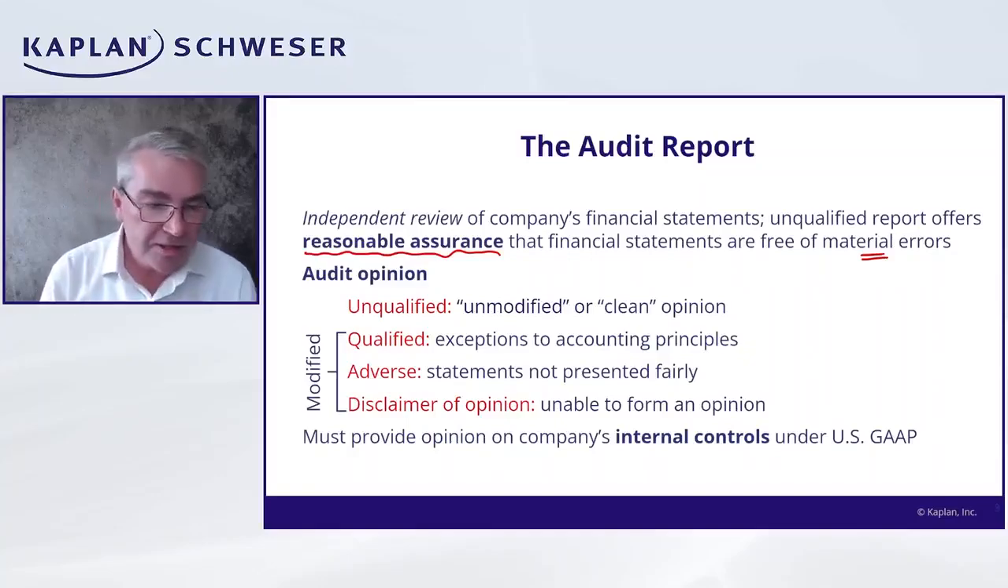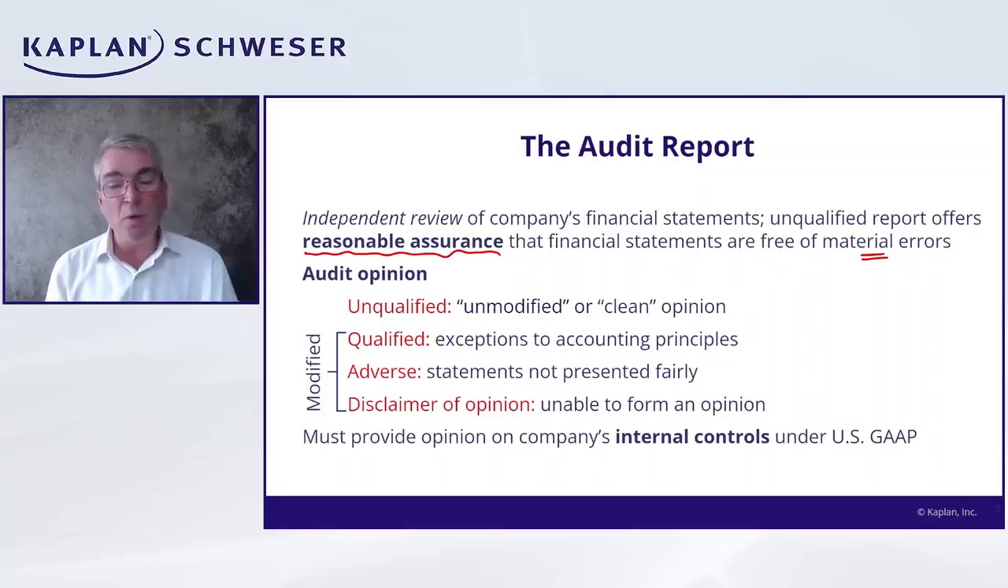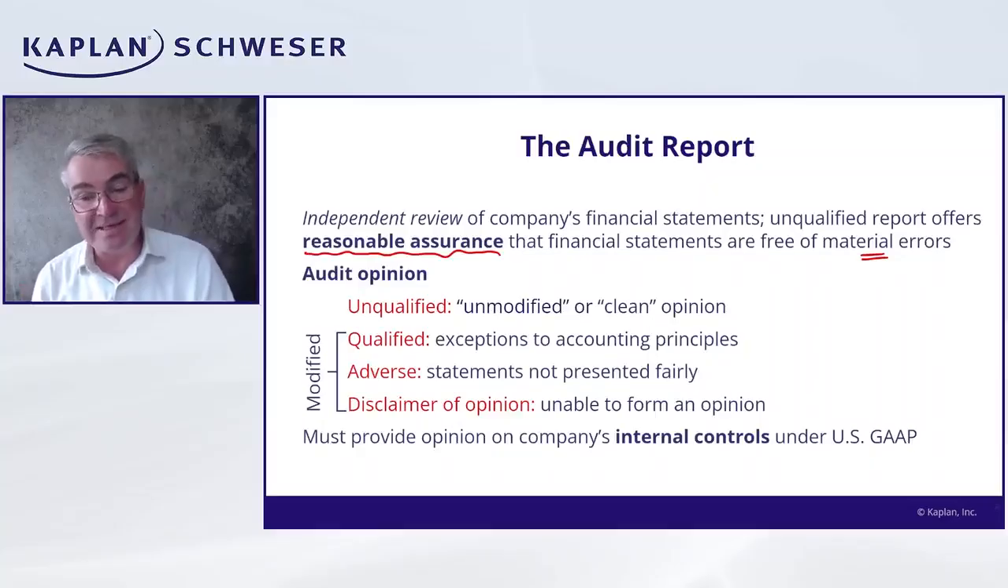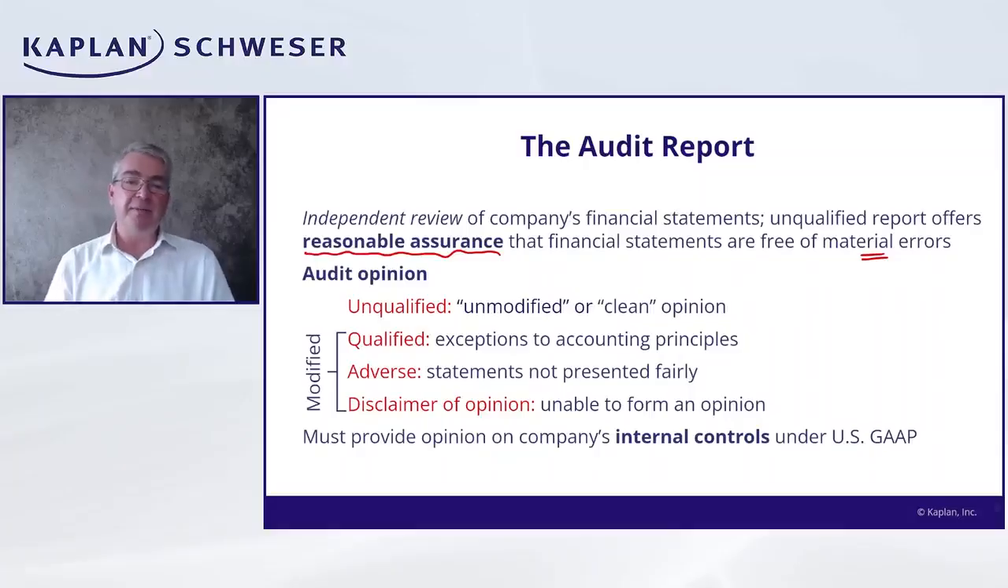Now, what I should say as well is during the audit, if the auditors discover material errors or things they disagree with, they do give the company the opportunity to adjust the accounts and get an unqualified audit report. So qualified audit reports would only be where the auditors disagree with the accounting treatment of a particular item and the company refuses to amend it.